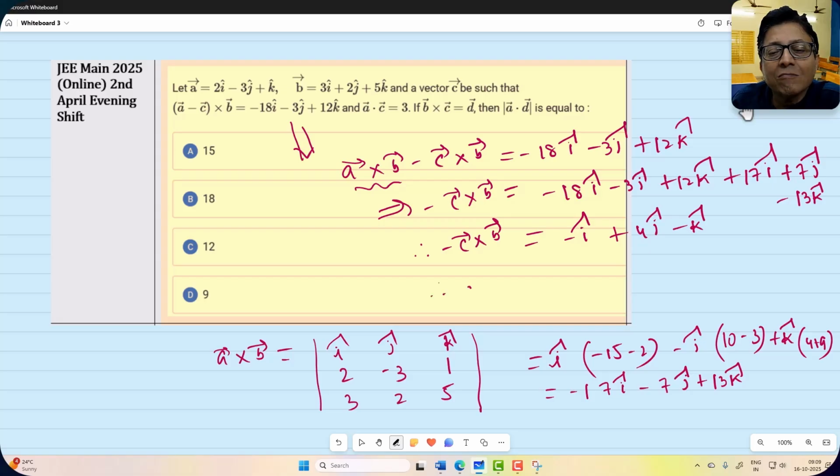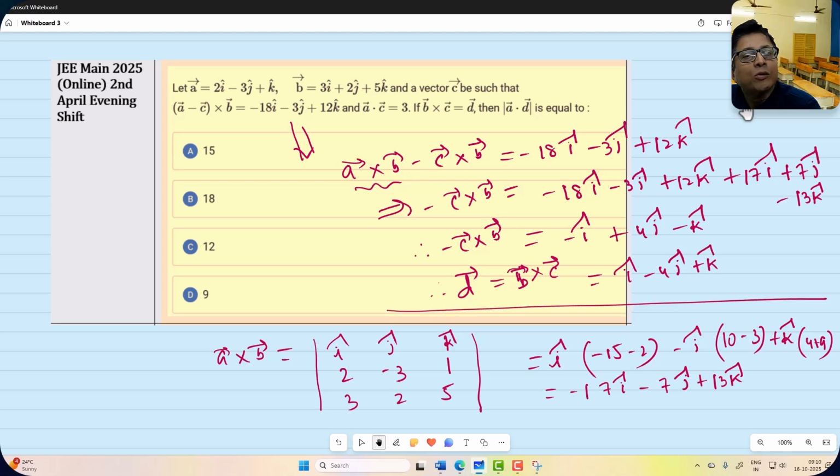D is what? D vector is B cross C. This is I minus 4J plus K. Okay? So D vector you got. A vector you know. You can easily find out D.